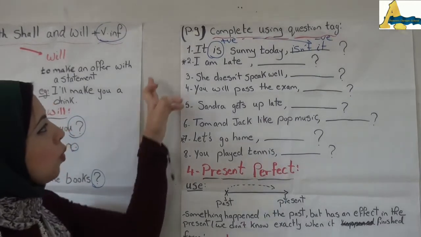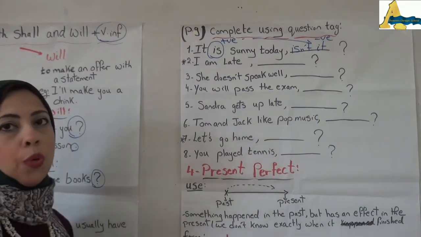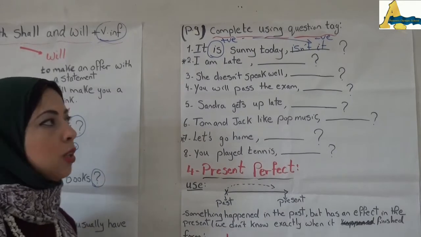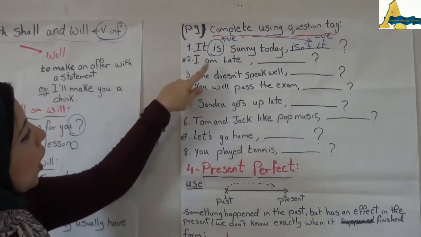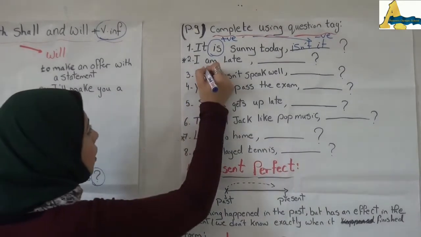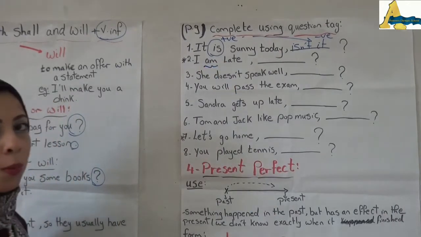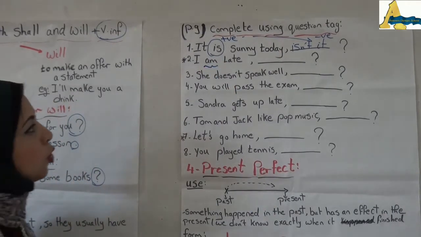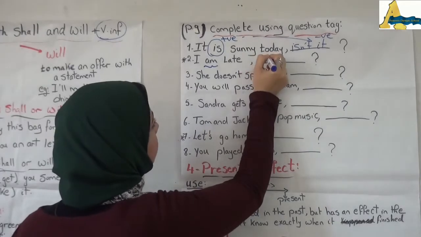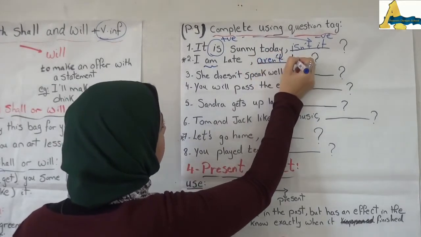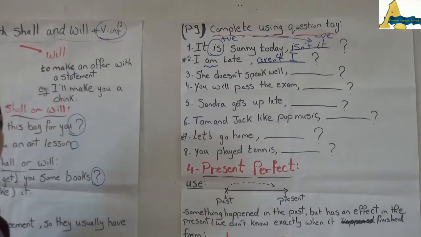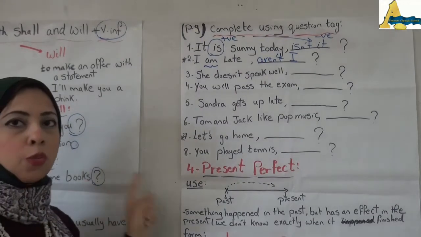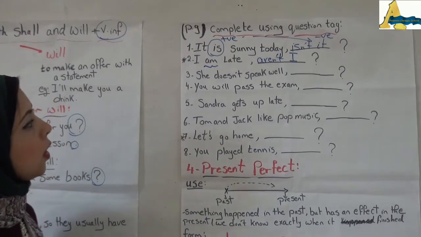Okay, and of course we are going to change, if we have names, all the names to pronouns like he, she, it, and so on. Number 2, I'm late. Here we have an exception. Here the auxiliary verb is am, but we have an exception with I. So it's going to be aren't I. So we said before that I am is from the exception that we took before. It's going to be aren't I.